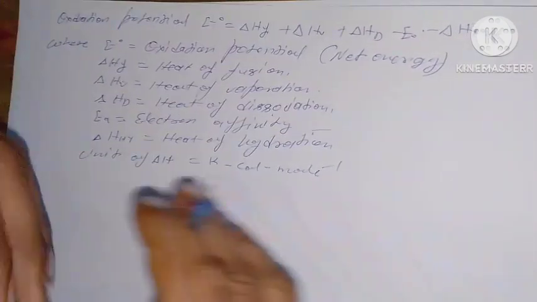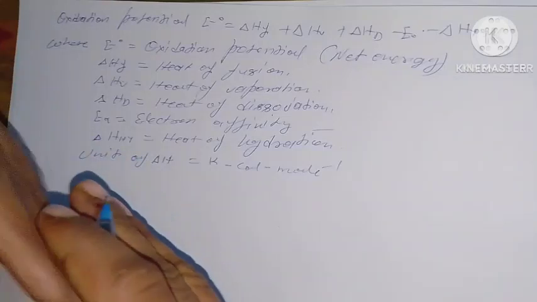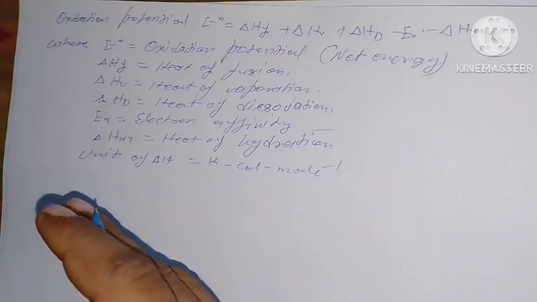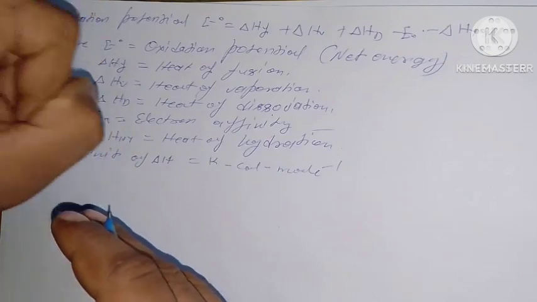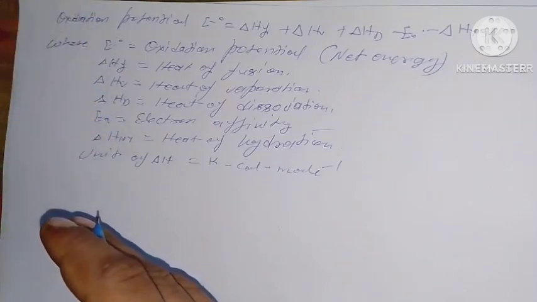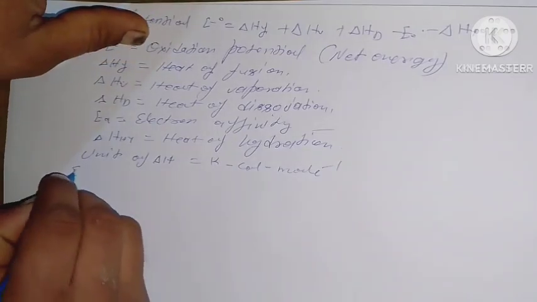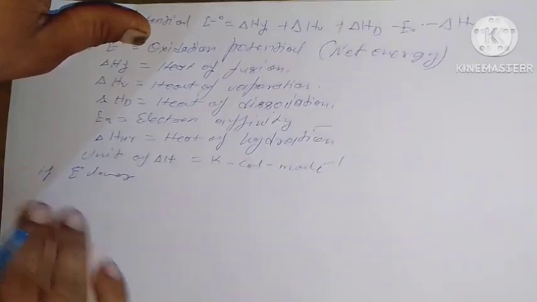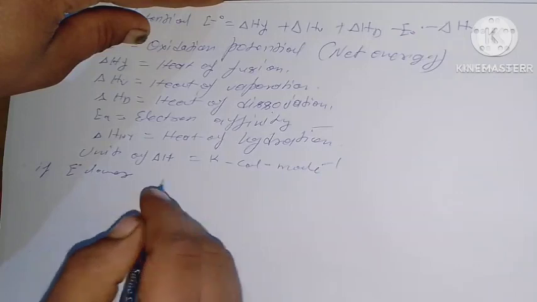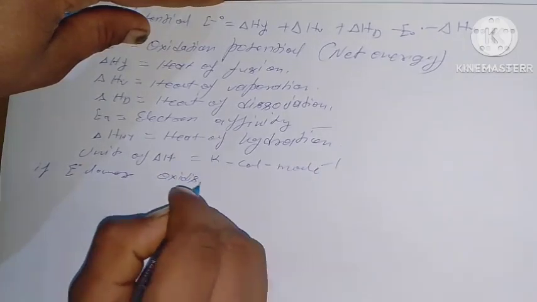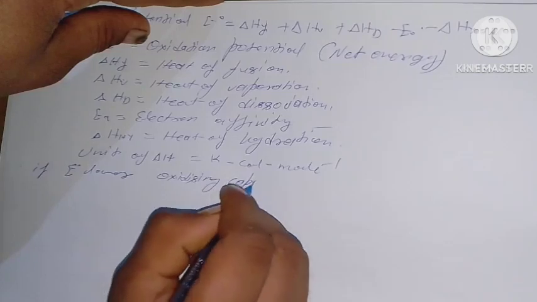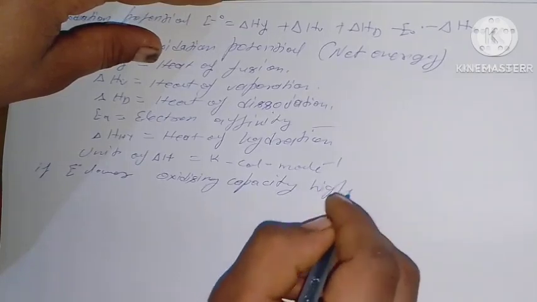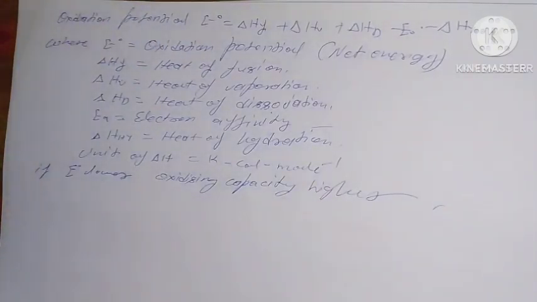Okay, from the expression of oxidation potential E naught, it is clear that in the first 3 steps energy is absorbed, while energy is released in the last 2 steps. The lower the value of E naught, the higher will be its oxidizing capacity. If E naught is lower, then the oxidizing capacity is higher.